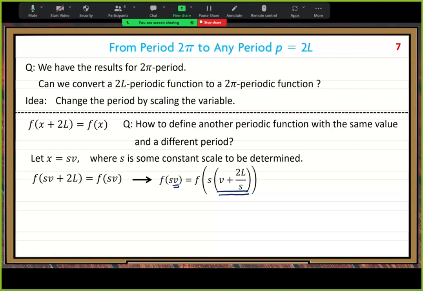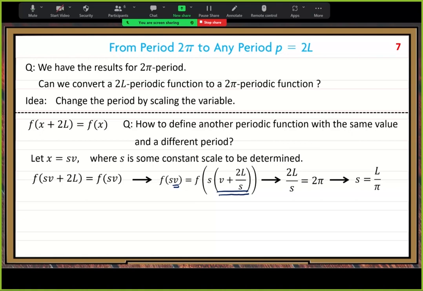Left-hand side, v; right-hand side, v plus 2L over s. Based on the definition of period, is this the new period? You take v plus a constant, and you get the same function value as the original function. That means this is a period, based on the period definition. And we want to make this period equal 2 pi, right? Because our goal is to get a 2 pi periodic function. So we force this period representation to be 2 pi, so we can find this s.